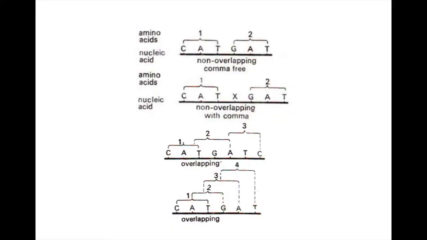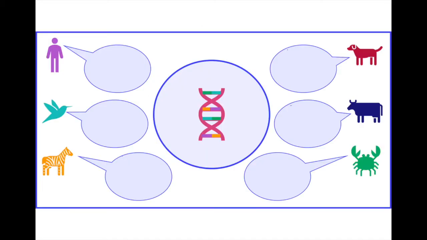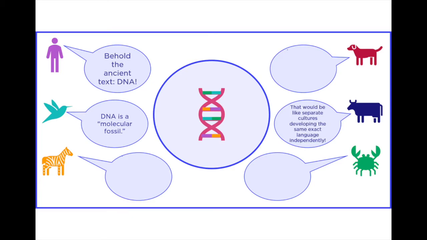The genetic code is commaless and non-overlapping. This means that the code is read continuously from a fixed starting point. However, there are some viruses that are an exception to this rule. The last feature of the genetic code is that it is universal. Every organism uses DNA to store its information that encodes proteins.